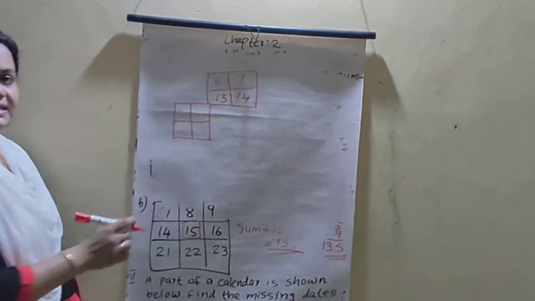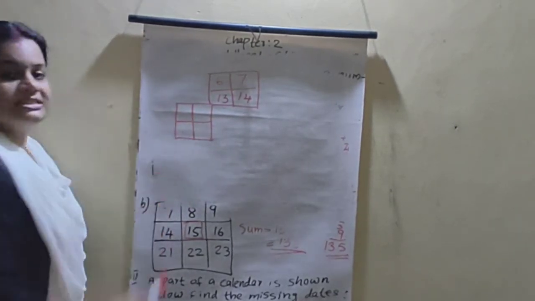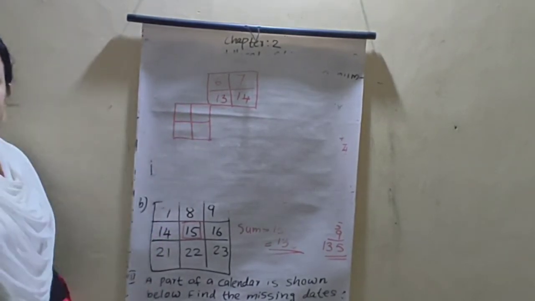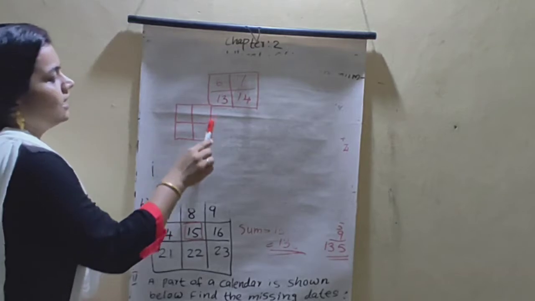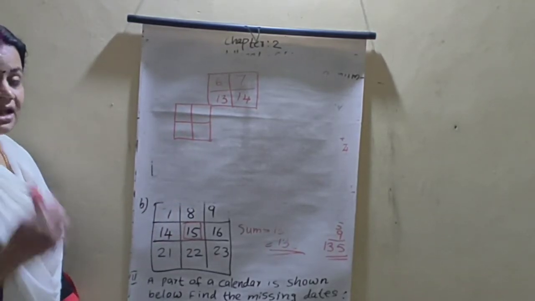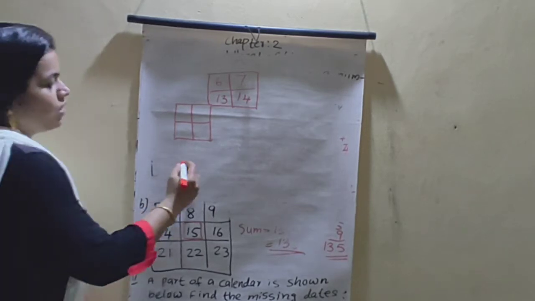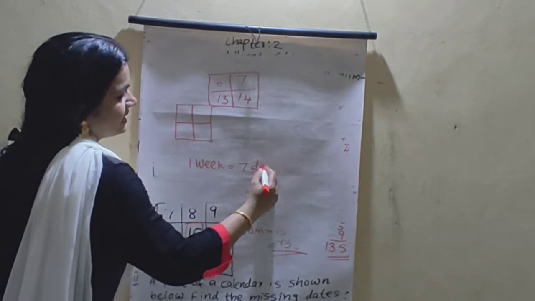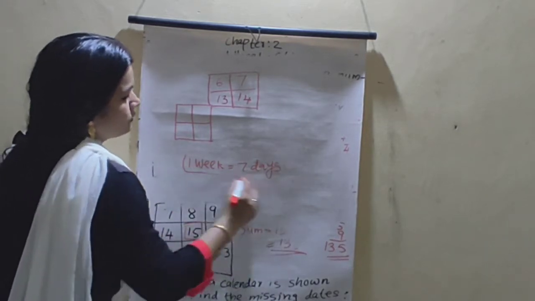How many numbers are missing here? 4 numbers are missing here. Understood? How to find out the 4 missing dates? We already studied that 1 week equal to 7 days.